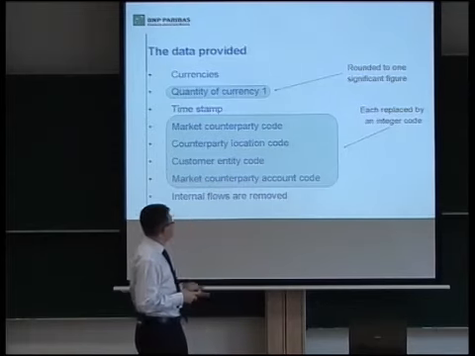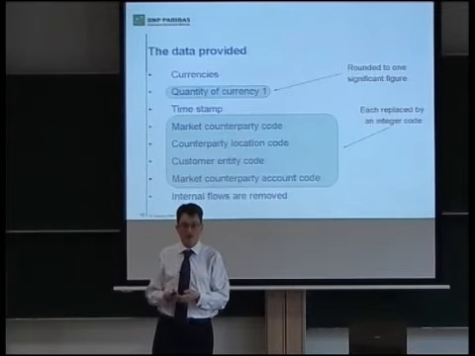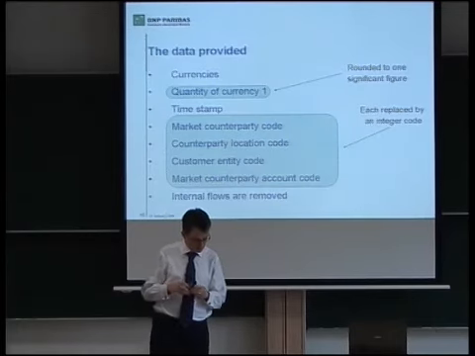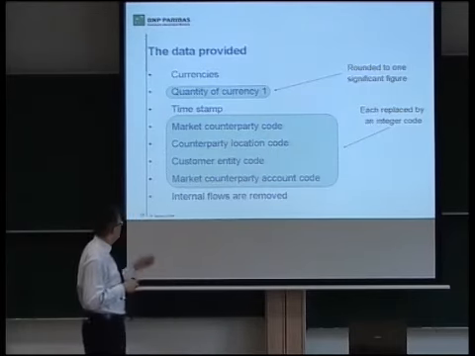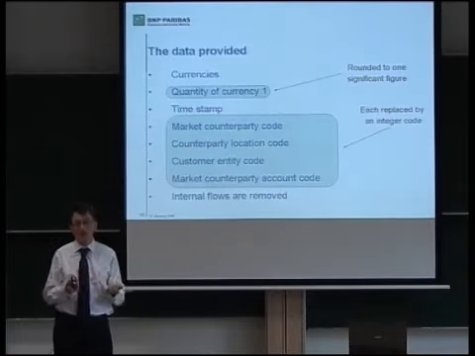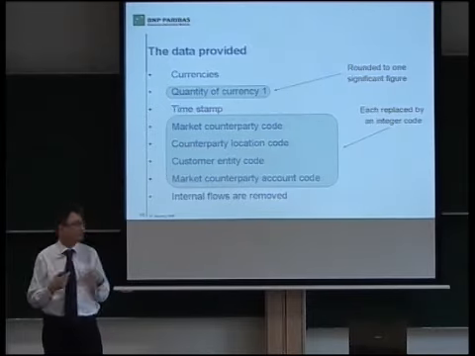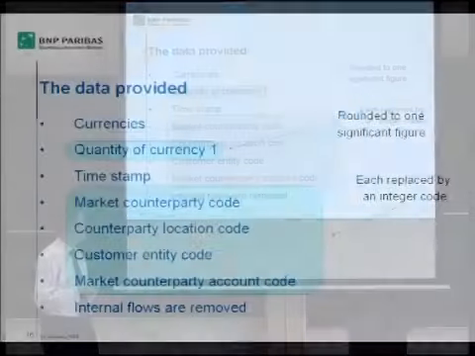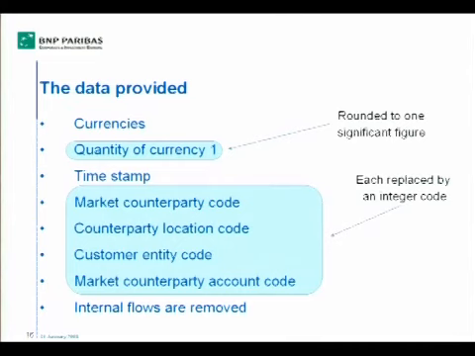We also store the timestamp, and as I said, that can vary in accuracy according to how the trade was done. We provide an integer code saying who the market counterparty is. Typically, that's the bank that we're dealing with, which will be a large bank like UBS, Deutsche, people like that. We store their location, whether this was a deal that was done out of New York or London or Singapore.